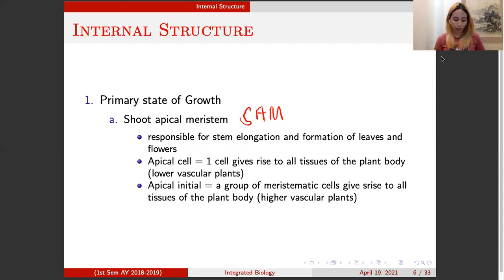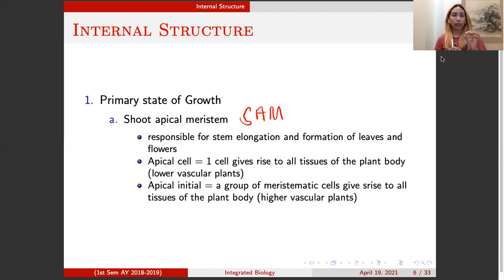or grow upward. Now there are different types of tissues or cells found in different levels of plants. So lower vascular plants actually contain cells which we call the apical cell, found in their shoot apical meristem. And the apical cell is basically characterized by one cell giving rise to all tissues of the plant body. There is one cell that gives rise to all tissues of the plant body.